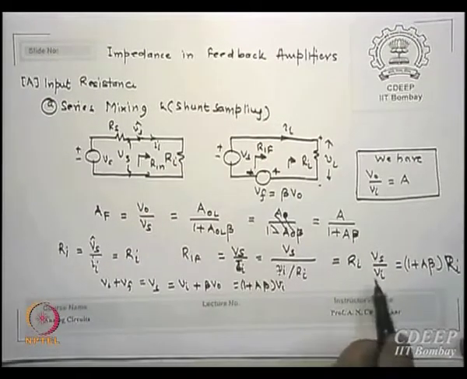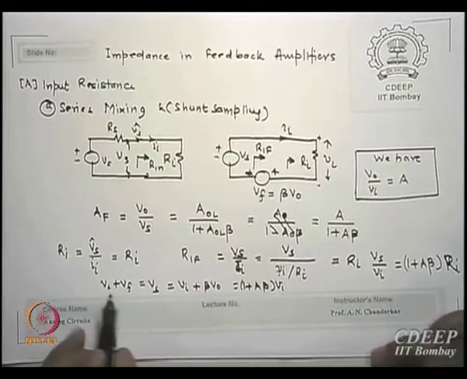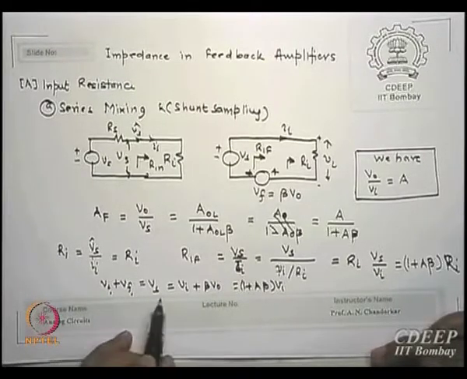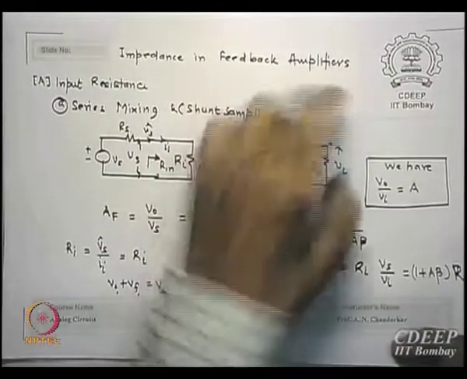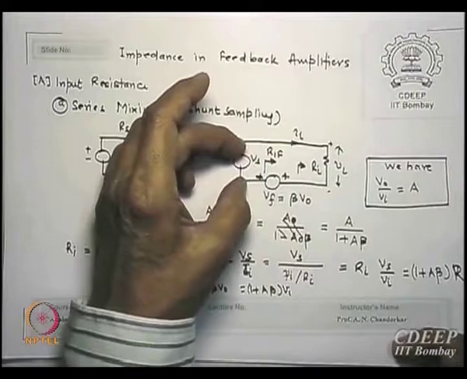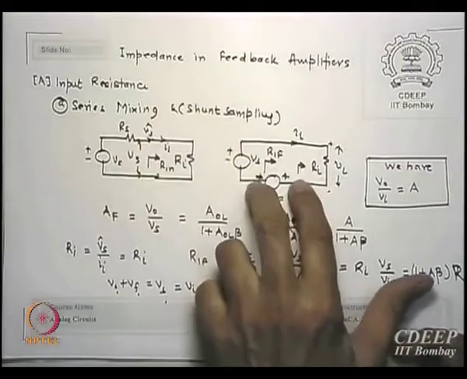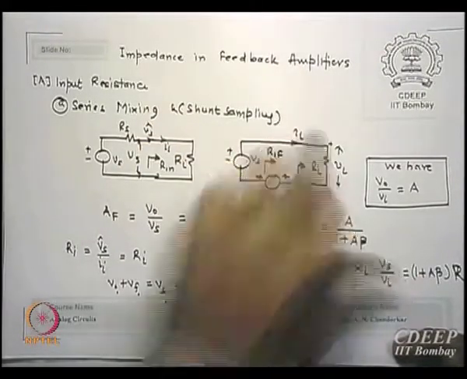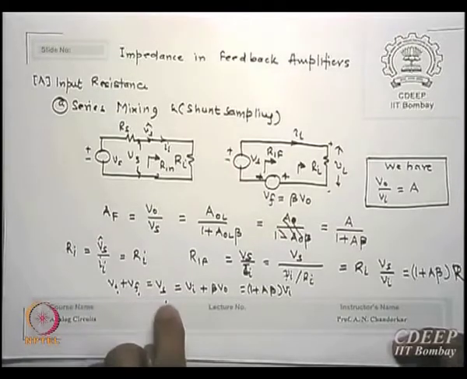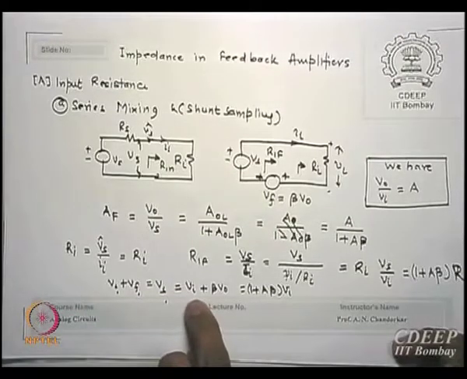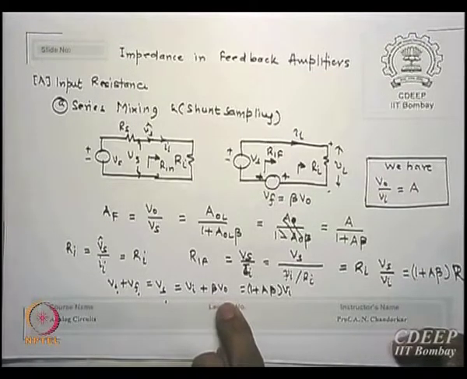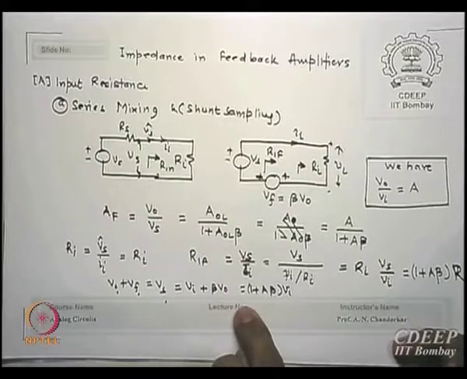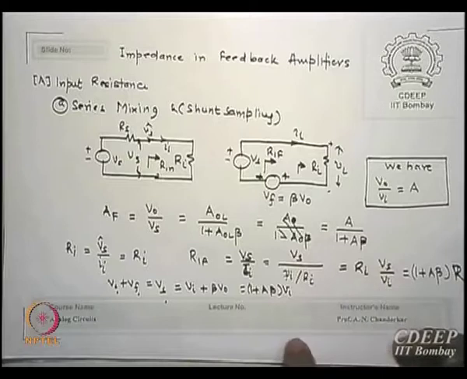Now you can see here, Vi plus Vf is Vs. This voltage drop plus this voltage drop is Vs, is that correct? So Vi plus Vf is Vs, which is essentially Vi plus Vf, and what is Vf? Beta times V0. But what is V0? A beta times Vi, as you saw above, A beta times Vi.